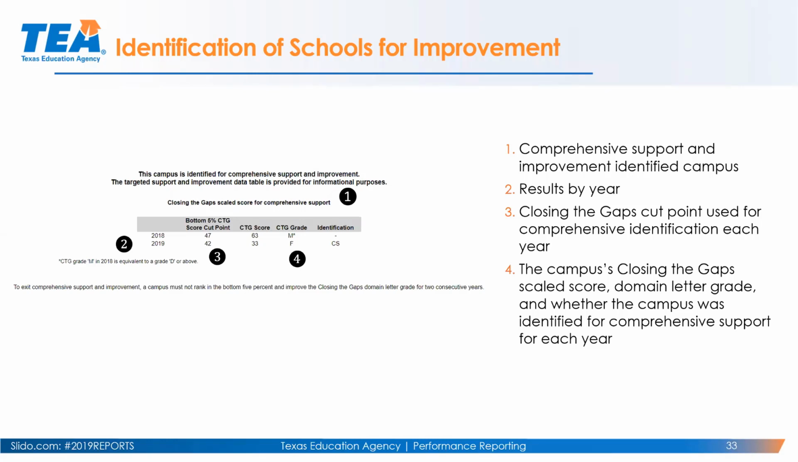However, in 2019, the cut point was 42 for closing the gaps. Their 2019 closing the gap score was a 33. Because that was at or below the cut point, and because the closing the gap score was an F, this campus was identified for comprehensive support and improvement. Again, their result was a 33 and the cut point was a 42, which is why they are comprehensive support and improvement.